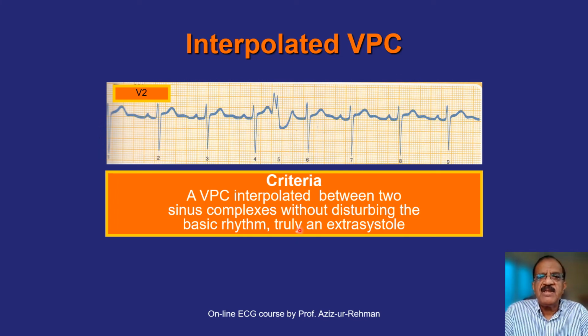The significance is the same as other VPCs, but this is likely to come earlier. You see, this comes on the downslope of the T wave. This could be serious, and I'll explain that shortly. What is the criterion of an interpolated VPC? A VPC interpolated between two sinus complexes without disturbing the basic rhythm. Truly an extrasystole, because we have a normal beat and this is an additional one.